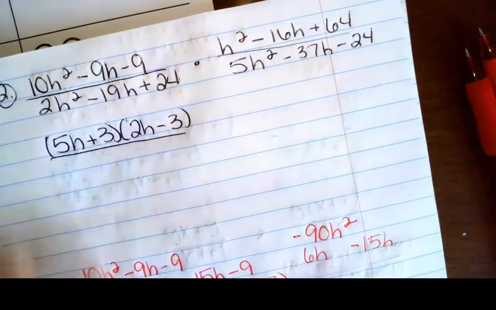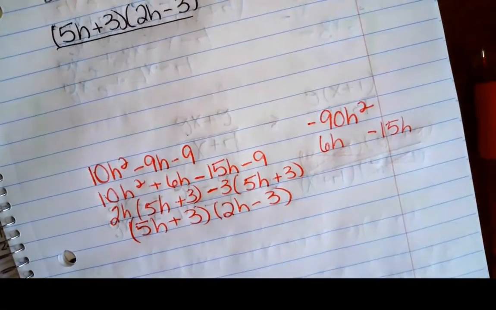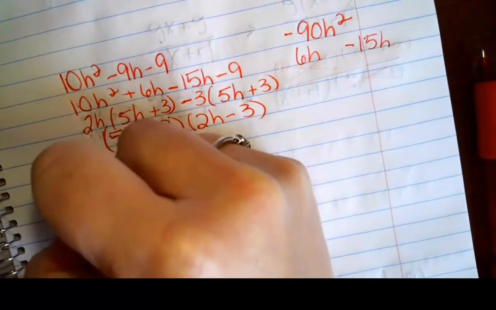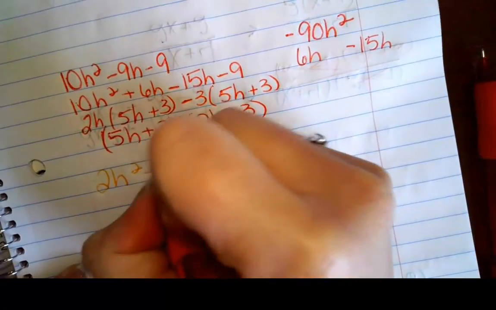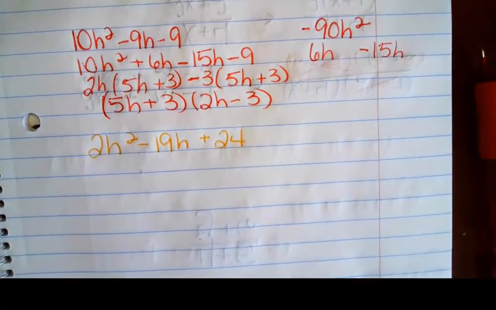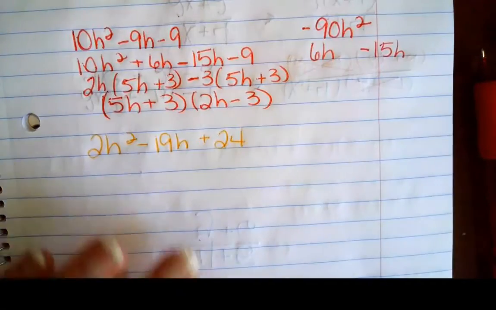So now, let's do the denominator. So I got a 2h squared, a 24, so 2h squared minus 19h plus 24. So I am going to use the AC method.